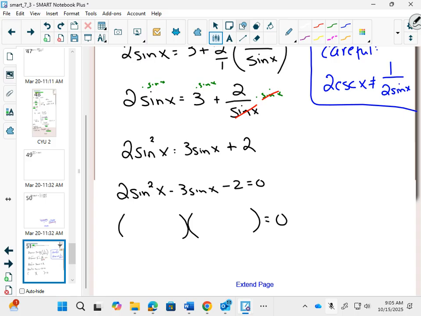Does this factor nice? Well, it would have to be 2 sine x and sine x. My last number is a 2. Either 1 and 2 or 2 and 1. I need my outside and inside to make 3. So I'm thinking if I make my outside 2, that'll make 4 on the outside and 1 on the inside, could make 3. I need a -3, so I read a -4 and a +1. Multiply it out and double check, and sure enough, it works.